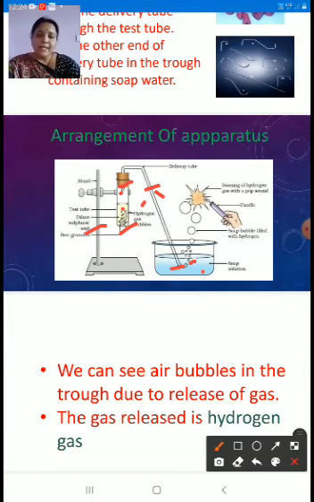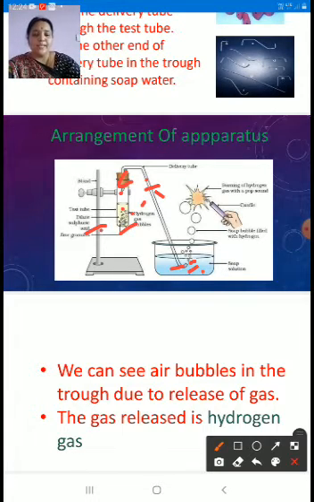Once again I will repeat. You have to take the stand. To this stand you have to attach the test tube. In the test tube we have to take the metal and add dilute sulfuric acid, and you have to close this with a one-holed rubber cork, and in this hole you have to pass the delivery tube. The other end of the delivery tube you have to put in the trough containing the soap water. Now what happens?